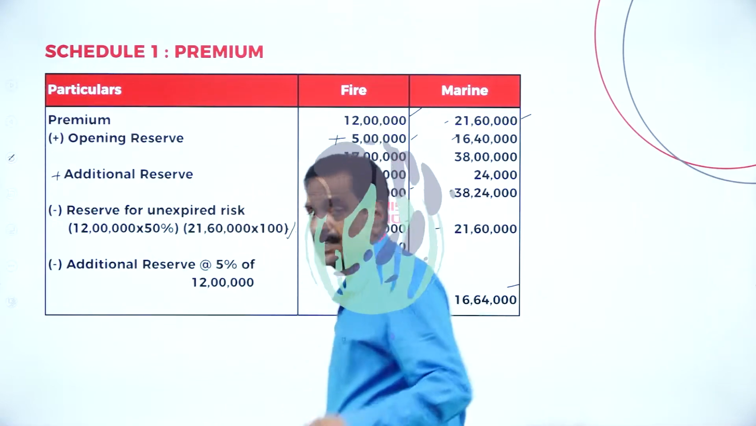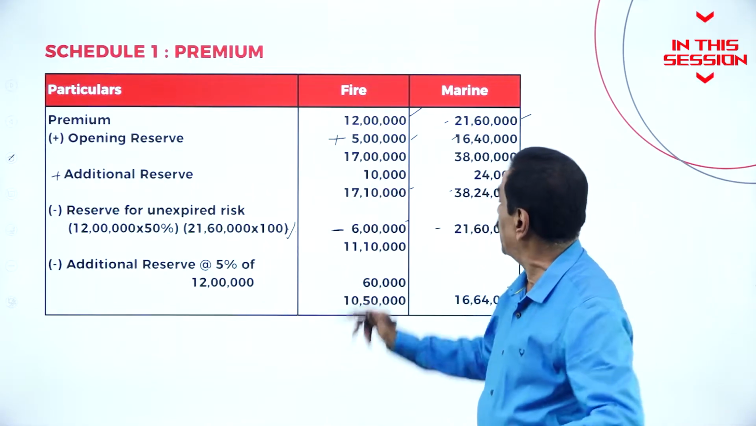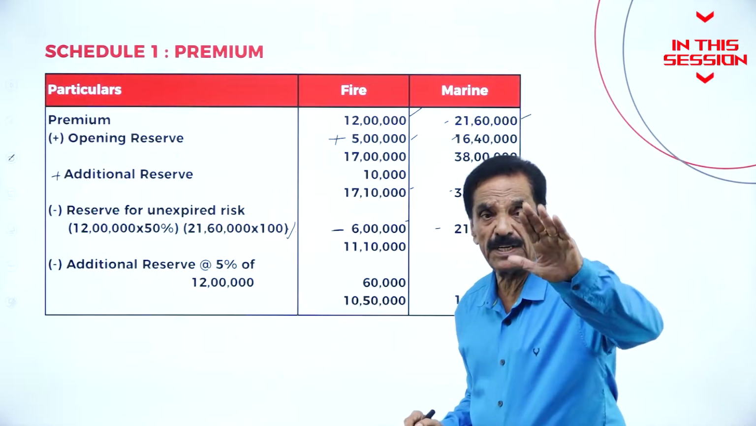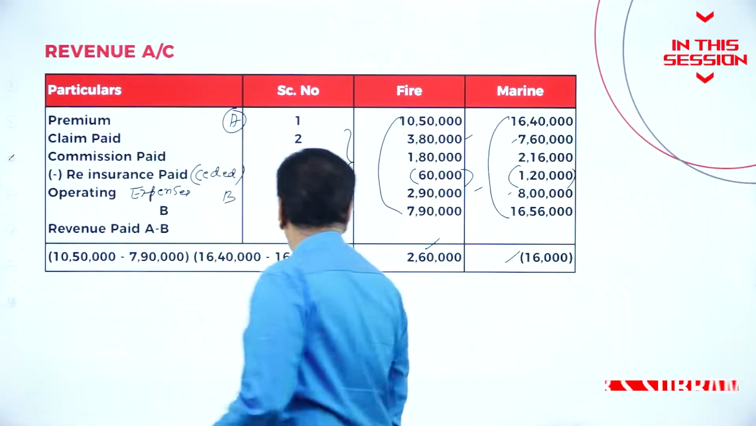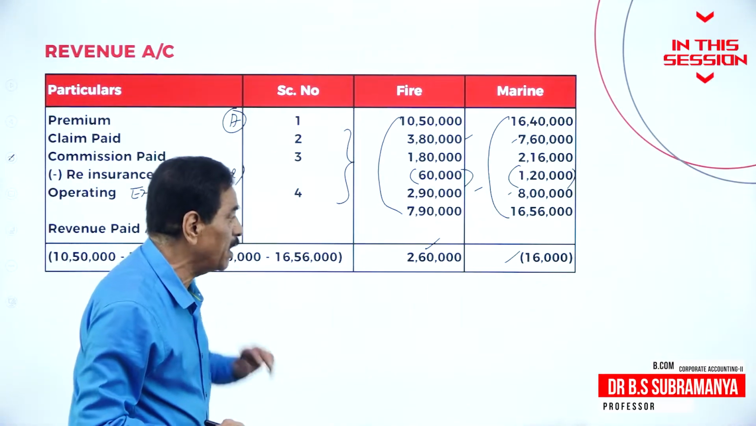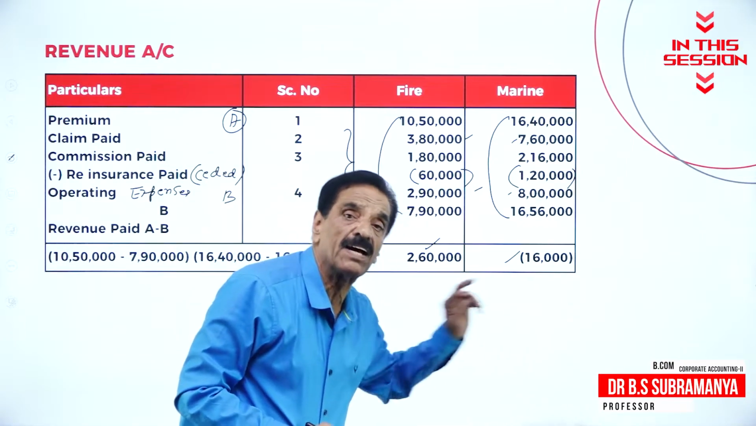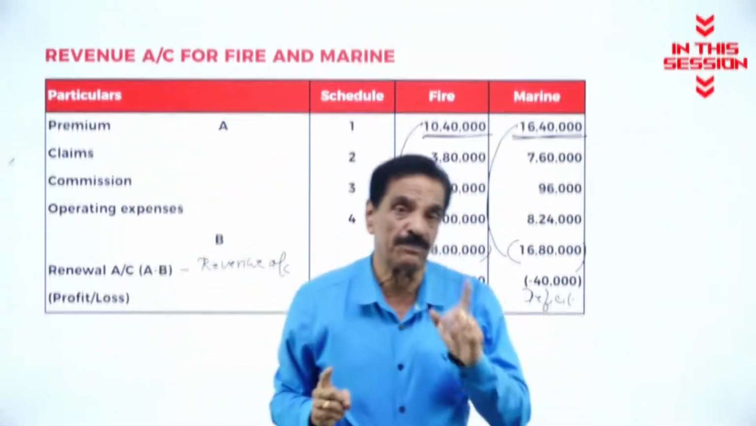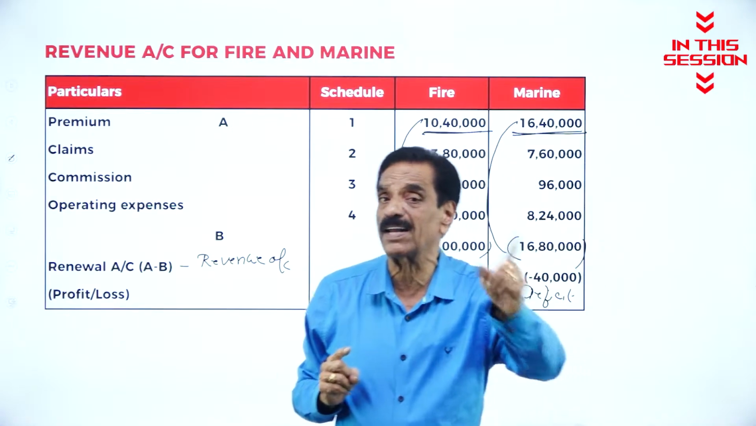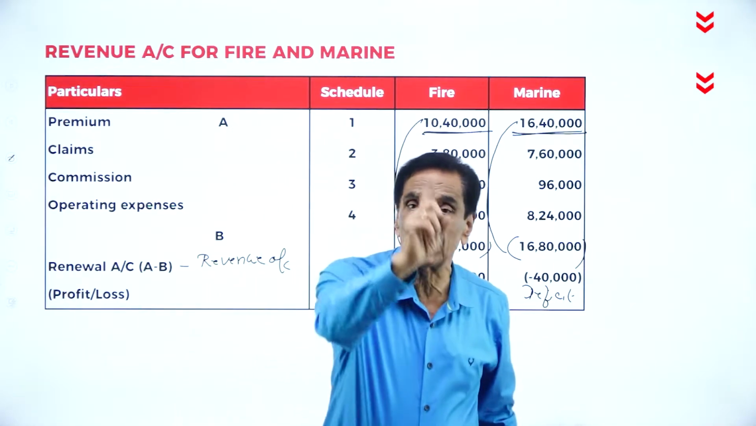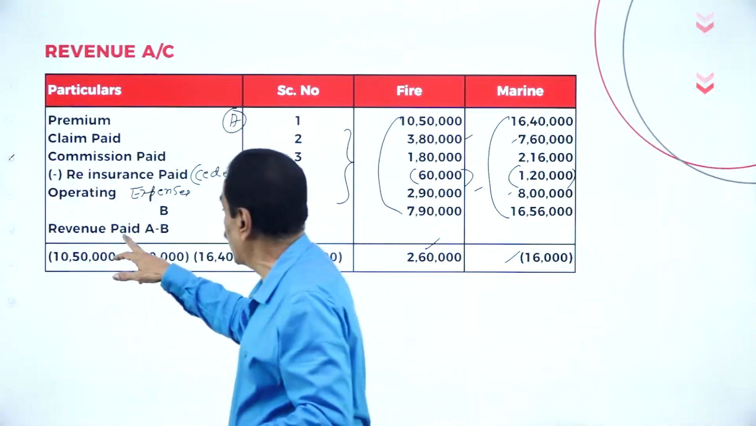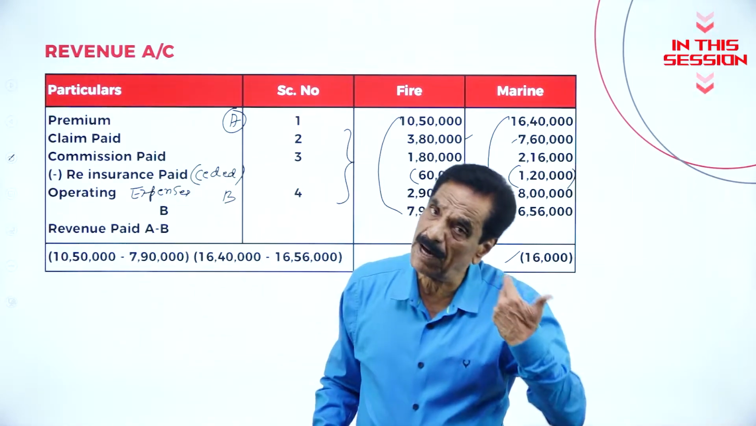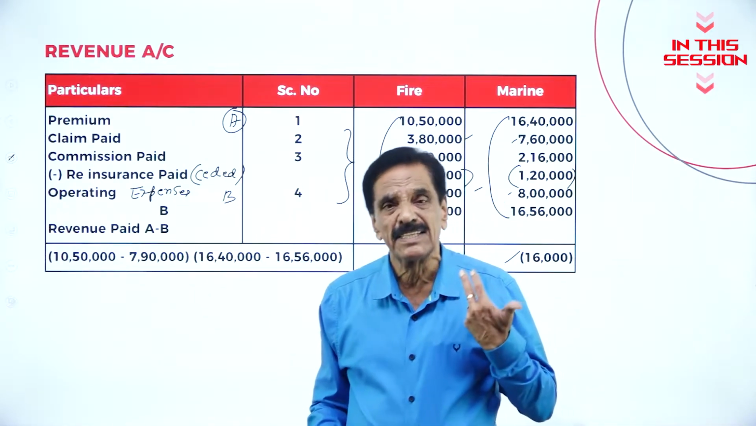Minus reserve for unexpired risk: 50% in the case of fire, 100% in the case of marine. You got a surplus here, 2,60,000 profit, but you suffered a loss of 16,000. 50% in case of fire and accident, 100% in case of marine. Regarding the operating expenses, you'll get the management expenses, bad debt and depreciation.